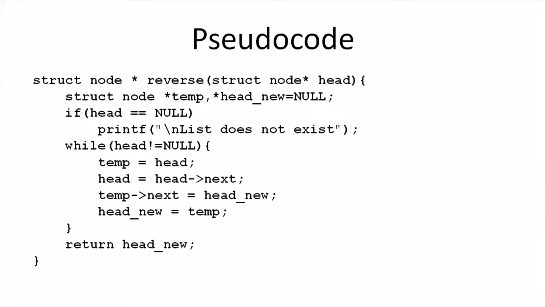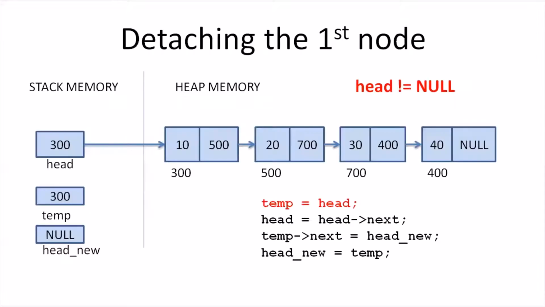On the other hand, if head is not null, then we iterate until head becomes null and we execute the statements temp equal to head, head equal to head next, temp next equal to head new, and head new equal to temp. These four statements are responsible for detaching the first node of the existing linked list and inserting it at the beginning of the new linked list. Now let us take an example and see how it works.